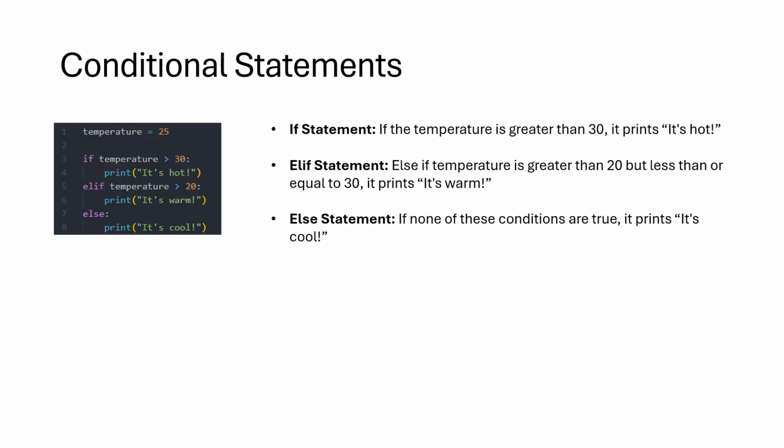So here in the example, you can see that if temperature is greater than 30, it will print it's hot. If the temperature is between 20 and 30, it will print it's warm. And if it's below 20, it will print it's cool.